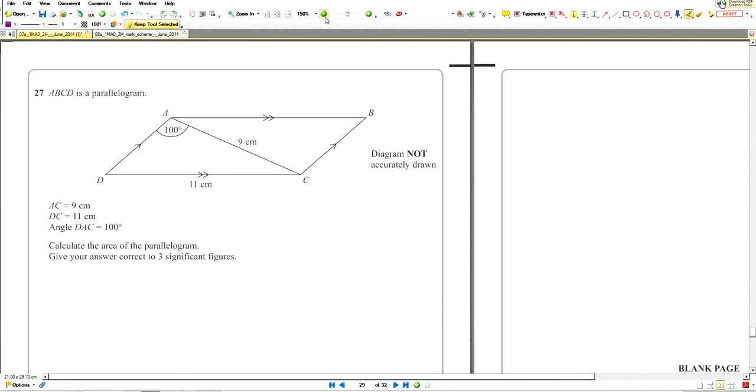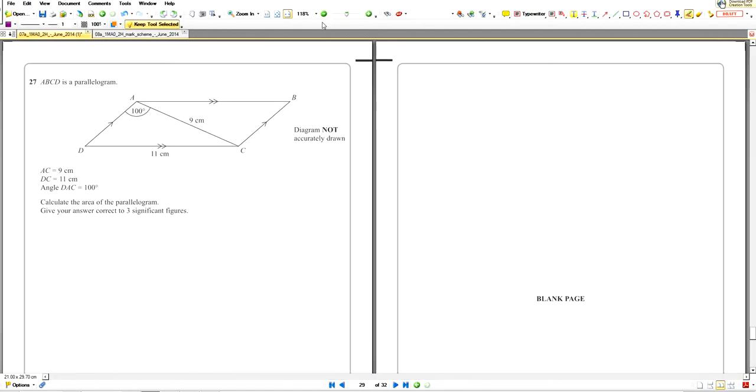Right, let's reduce the size. Okay, question number 27. ABCD is a parallelogram. So in the parallelogram, we know that the parallel sides are equal. For example, if you have 11 on the bottom, we also have 11 on top, but we don't really need to, we can just put that in actually.